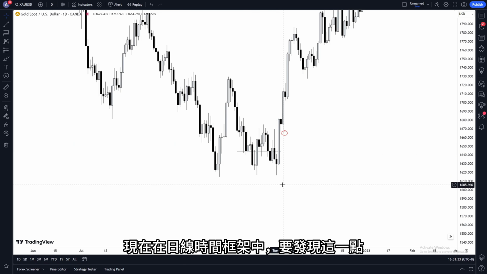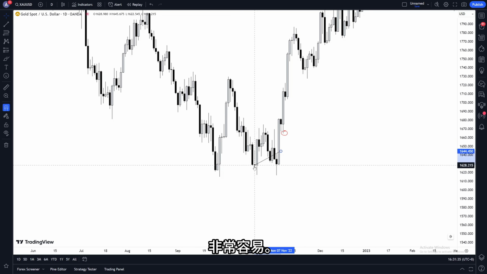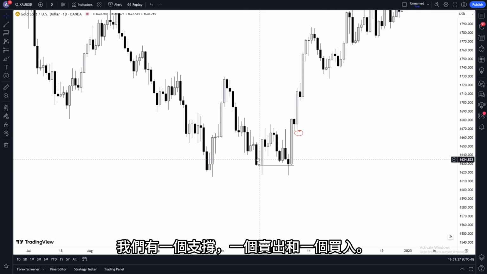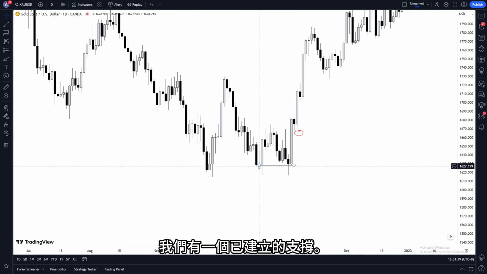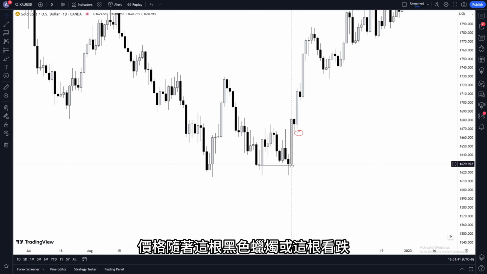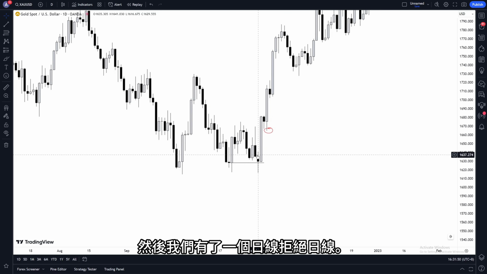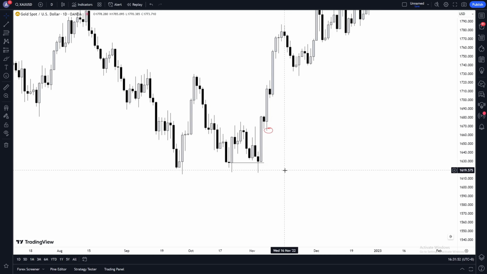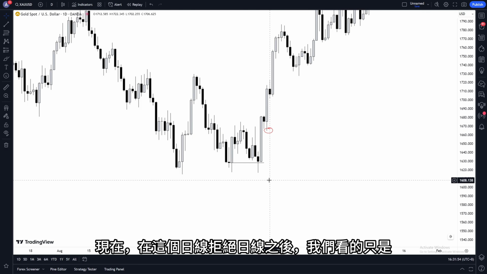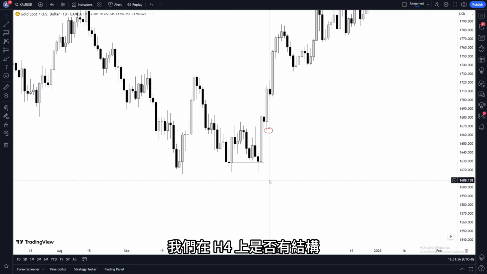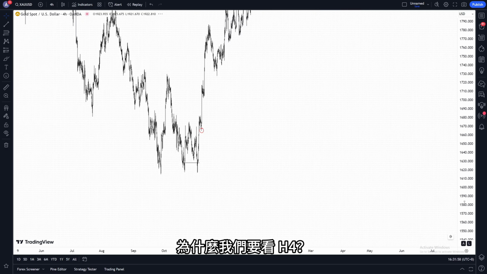All right. Now on the daily time frame, it's just incredibly easy to spot this. We have ourselves a support, a sell and a buy. We have ourselves a support created. Price comes in with this black candle, or this bearish candle, on Thursday 3rd November 2022, and we had ourselves a daily reject daily. Can we all agree with this? Now, after this daily reject daily, all we're taking a look at is whether we had a break of structure on the H4. Why do we want to look at the H4?